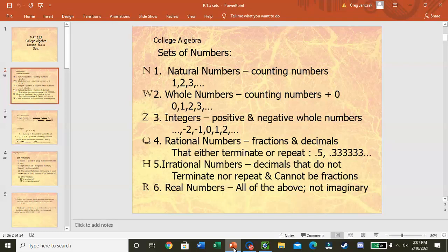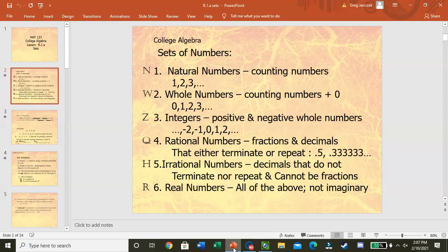Whole numbers are counting numbers, but they have a 0 with it. Natural numbers are symbolized with an N. Whole numbers are symbolized with a W. Integers are symbolized with a Z. Integers are positive and negative whole numbers. Okay, so each one of these builds on the one before it.